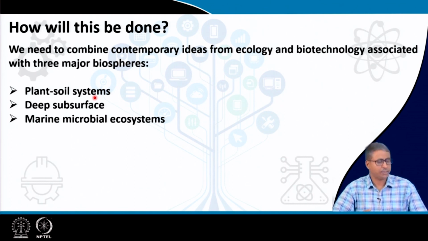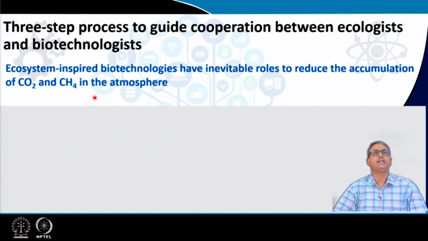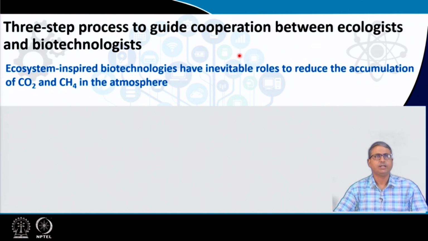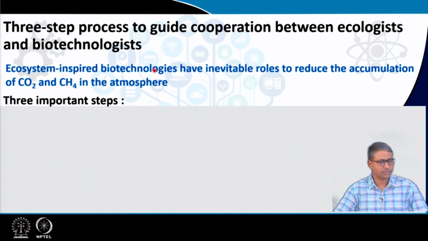subsurface carbon cycling processes. Now, there is a 3-step process identified to guide the cooperation between the ecologist and the biotechnologist, more specifically the environmental biotechnologist. So, we will see what these 3-step processes are. These are called ecosystem inspired biotechnologies, and these have inevitable roles to reduce the accumulation of CO2 and methane in the atmosphere. Now, what are these steps?